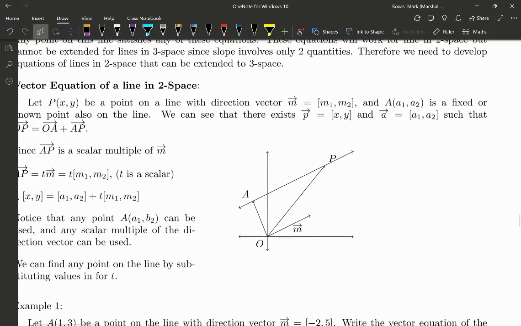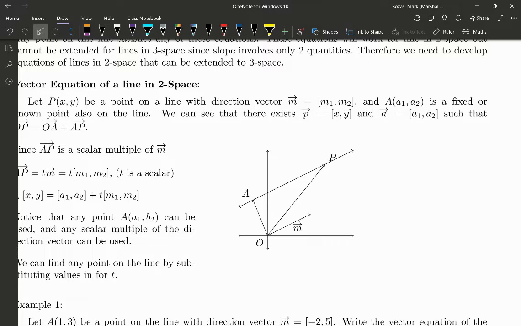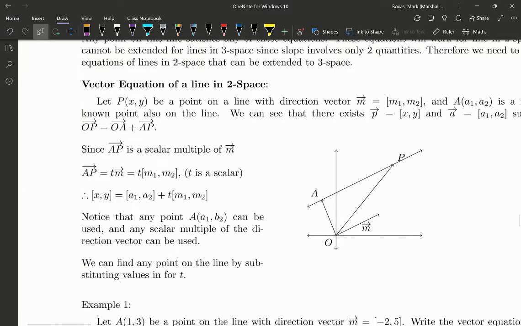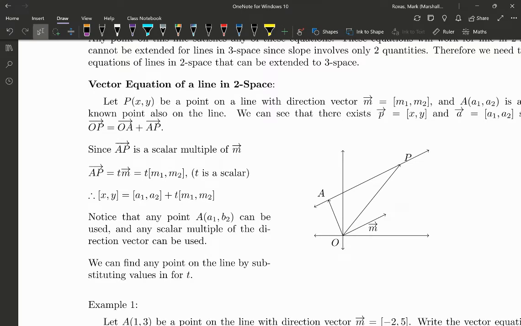We also have point slope form of a line, standard general form of a line. And here we are with vectors. We now have a way to express the equation of a line using vectors, okay? And now this can apply to both 2 space and 3 space. And so the vector equation of a line is given as follows.